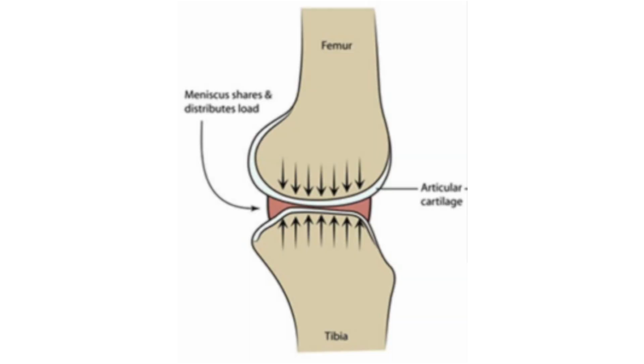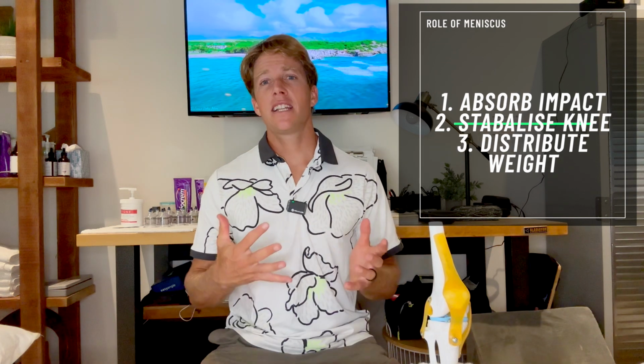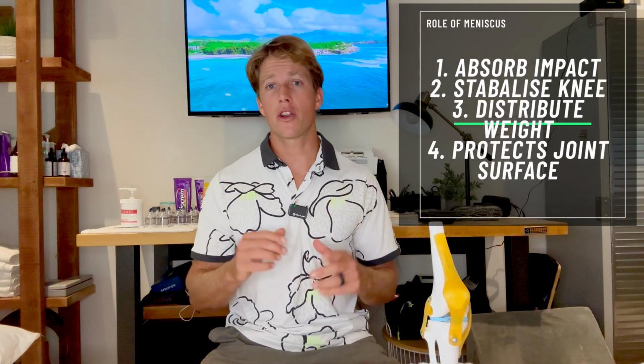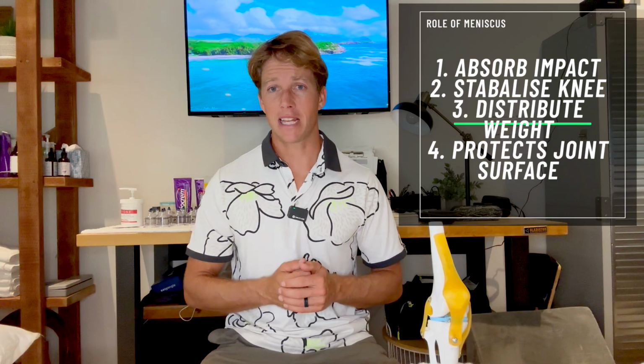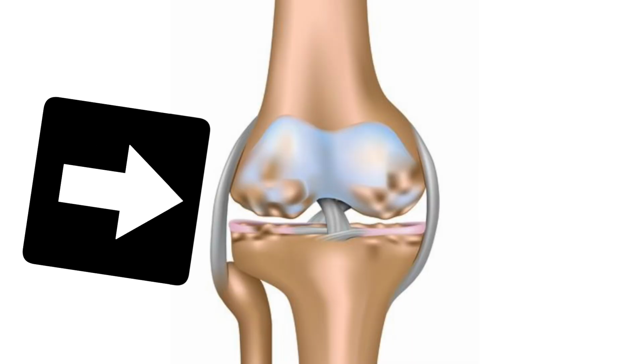The role of the meniscus is to absorb impact, number one. It's also there to stabilize the knee. It can help with distributing weight, and it also protects the joint surface. So it stops that bone on bone from happening. And as we wear out with the meniscus and we get osteoarthritis, that's where we can get other issues coming in. What are the main causes of meniscal injury?